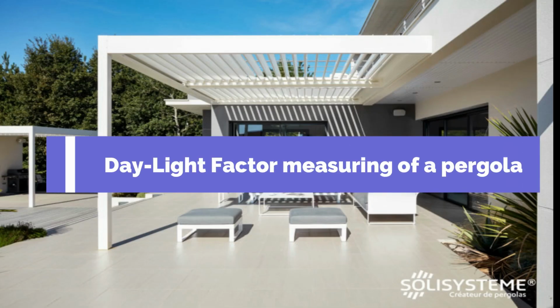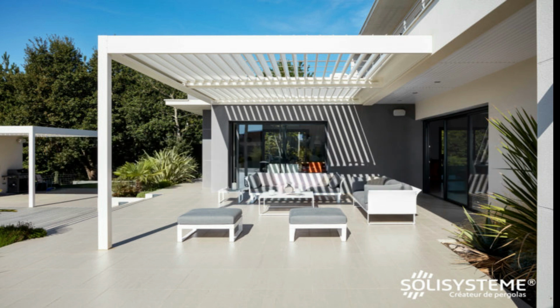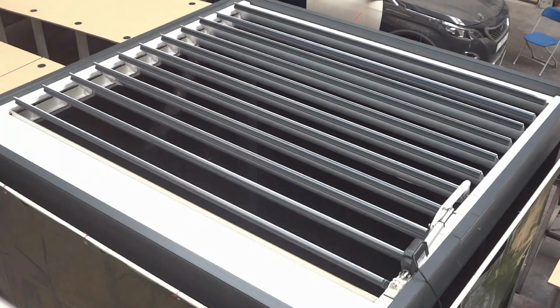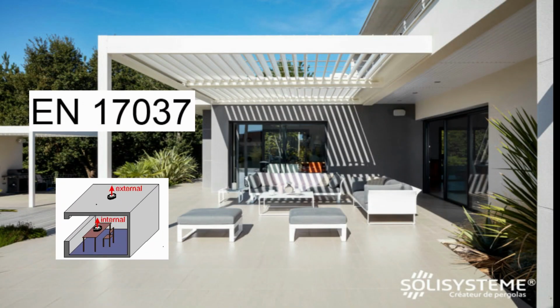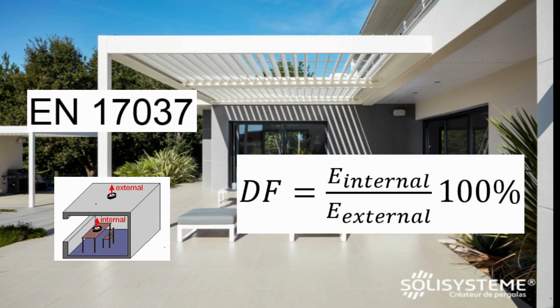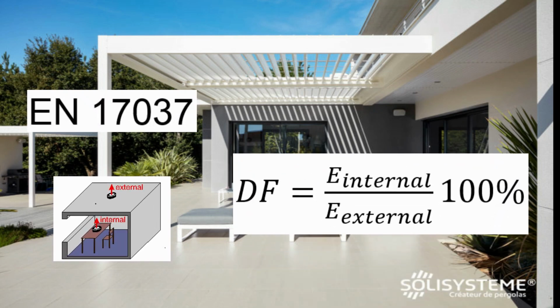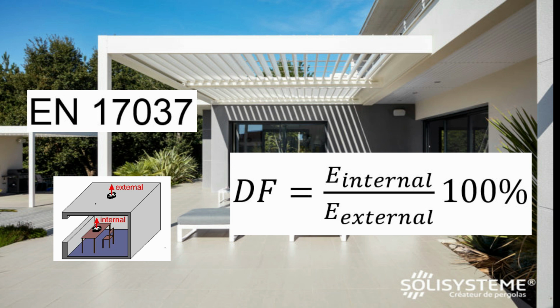Hello and welcome. In this video, I will show you how I measured the change of daylight factor of a pergola with swivelable blades. According to the European standard 17037, the daylight factor is defined as the ratio between the internal illuminance and the external illuminance.